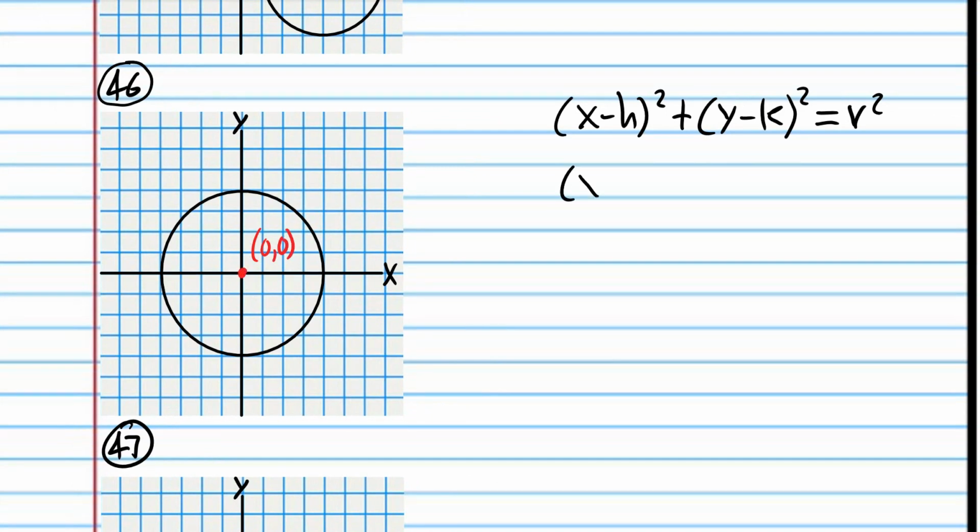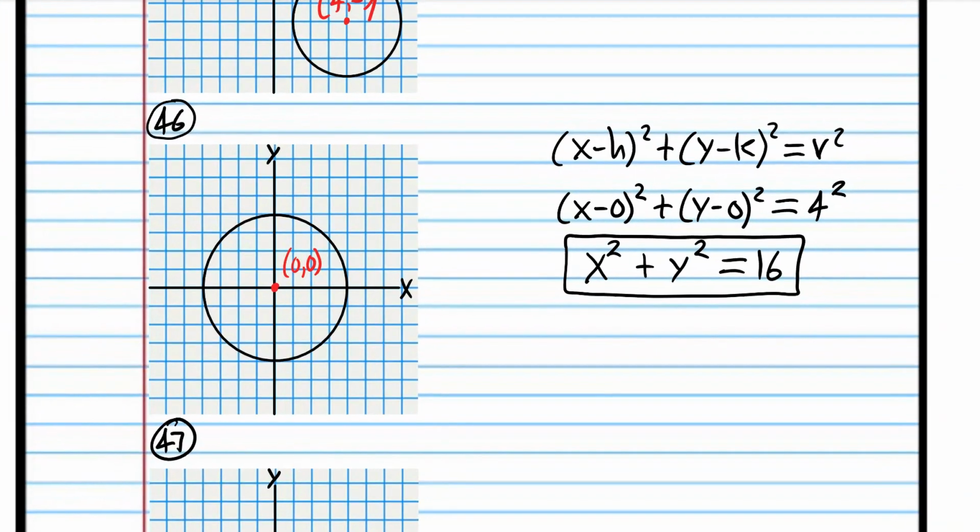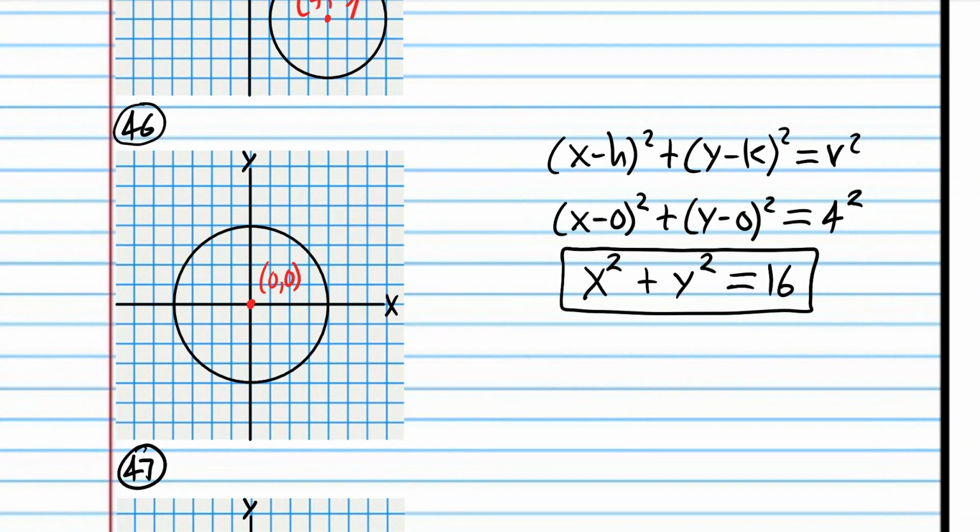So that means it's just going to be x minus 0 squared plus y minus 0 squared equals, and then we just have to find the radius. So 1, 2, 3, 4. The radius is 4. And then we just have to simplify. Now x minus 0 is just x, and y minus 0 is just y, and 4 squared is 16. So when you have a circle with a center at the origin, you can see that the equation looks a lot more simple.